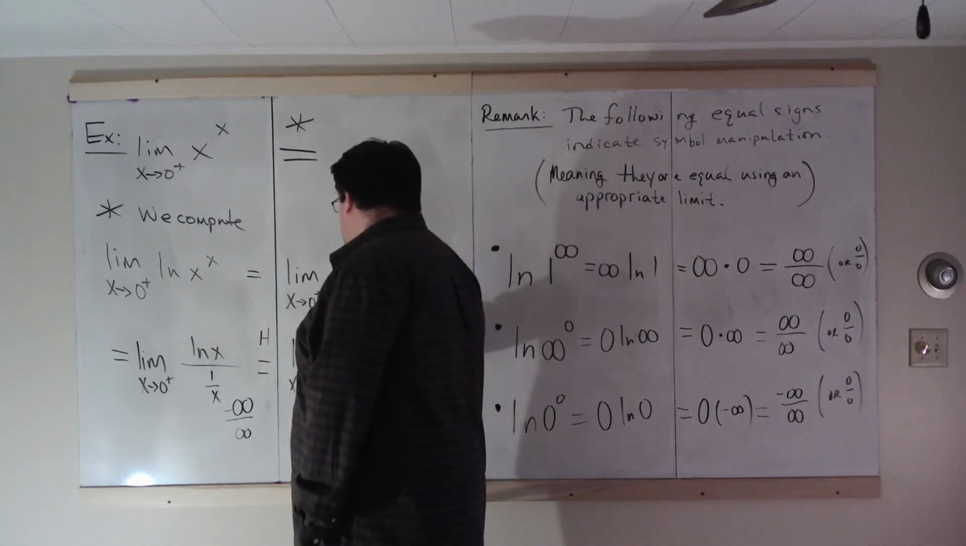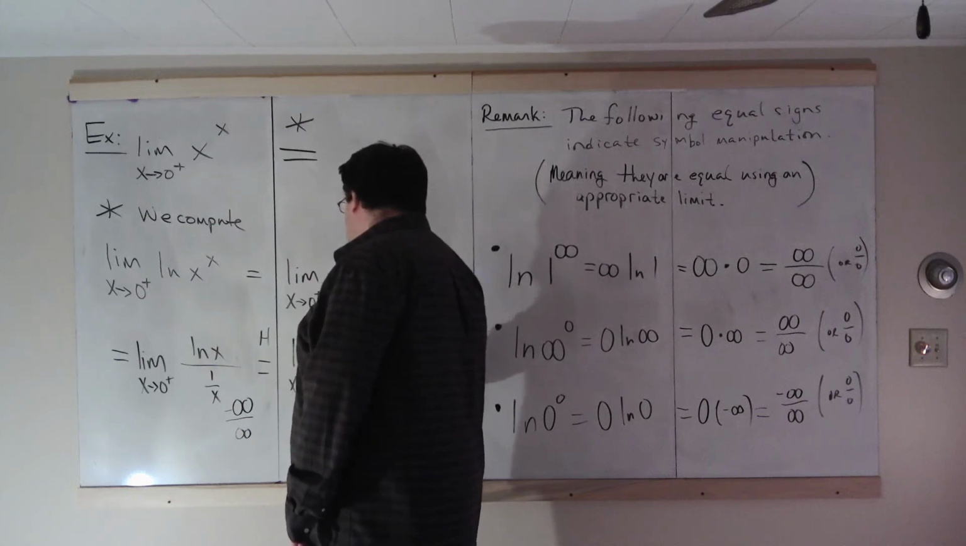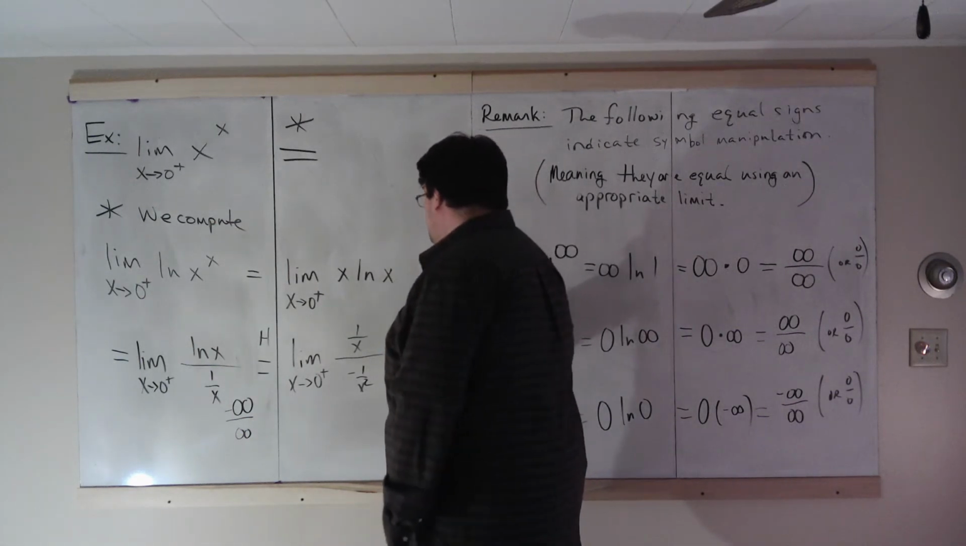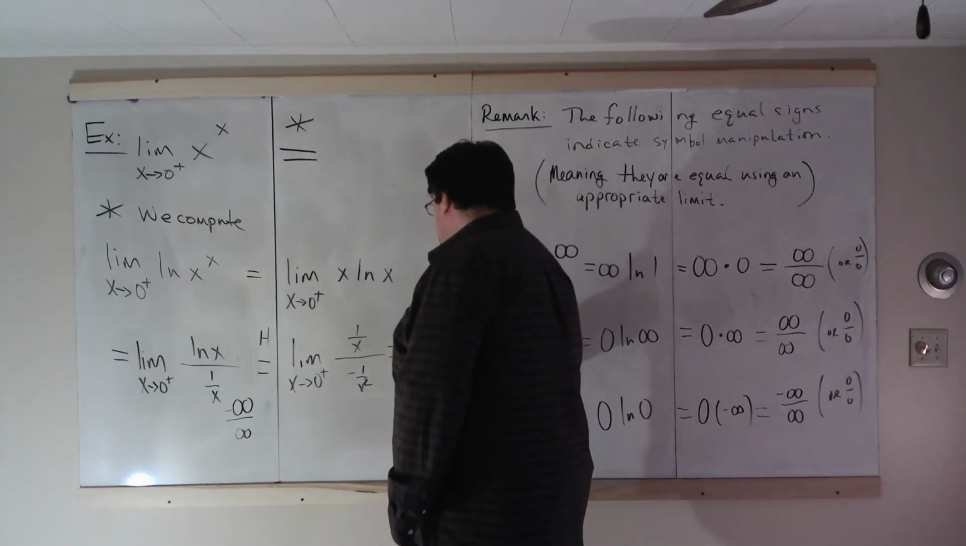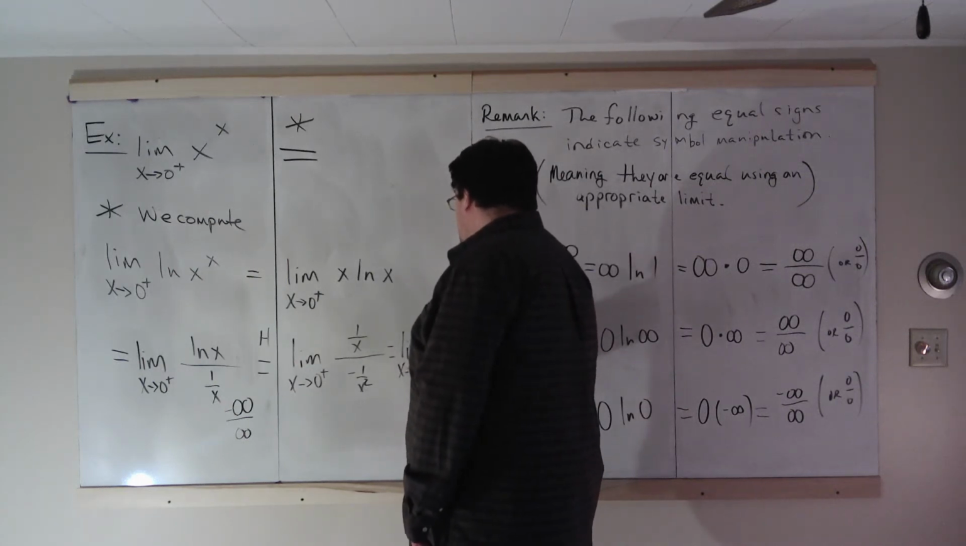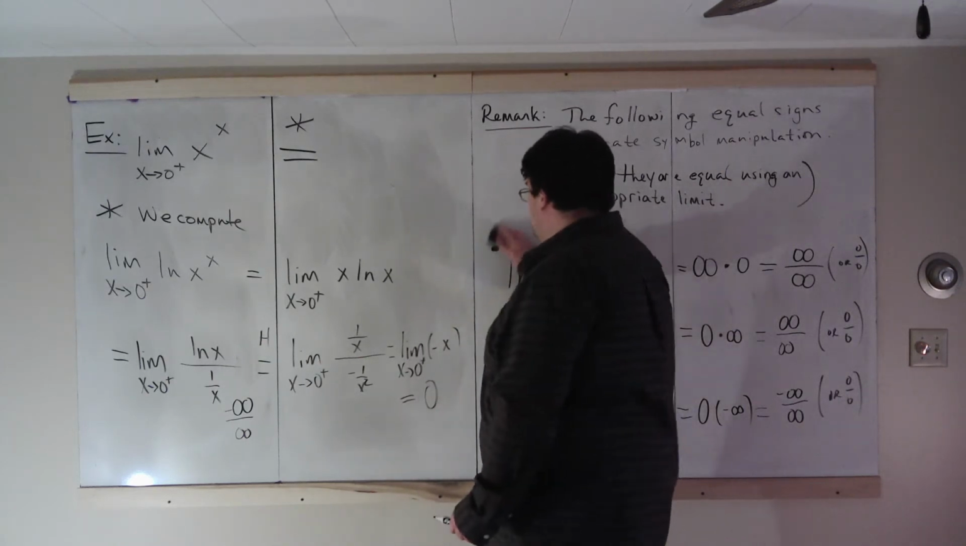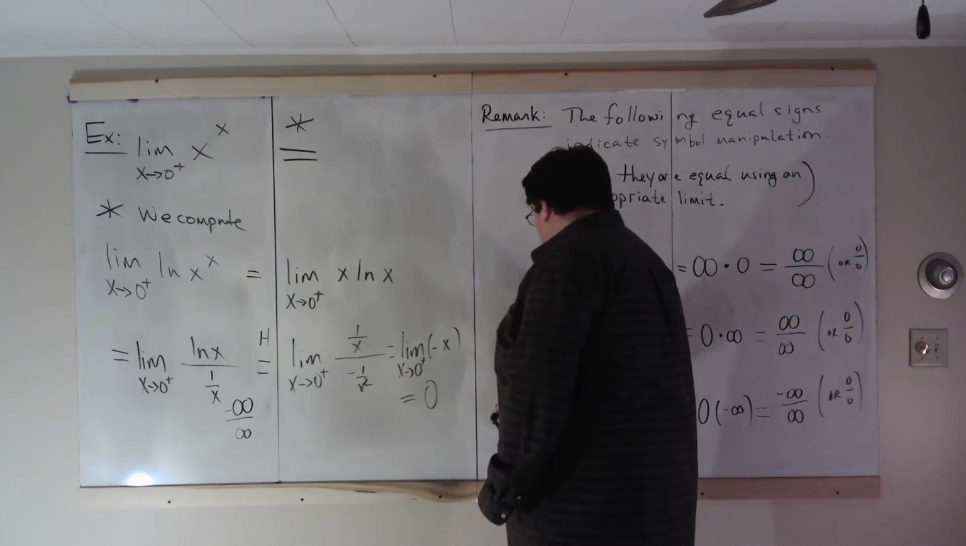L'Hopital's rule applies, so that limit is now equal to this limit. Derivative of the top, 1 over x. Derivative of the bottom, negative 1 over x squared. This simplifies to the limit. We still haven't taken the limit yet. As x goes to 0 from the right of negative x, and that equals 0. Well, isn't that great? We found a limit.